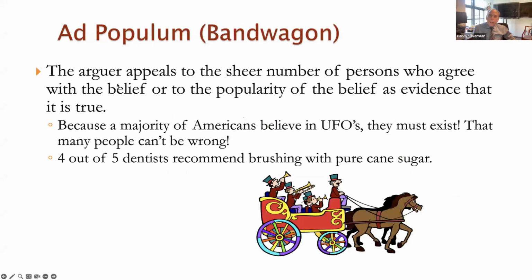Ad populum. This is a very popular logical fallacy, no pun intended. The arguer appeals to the sheer number of persons who agree with the belief, or to the popularity of the belief, as evidence that it is true. So, for example, because a majority of Americans believe in UFOs, they must exist. That many people can't be wrong.